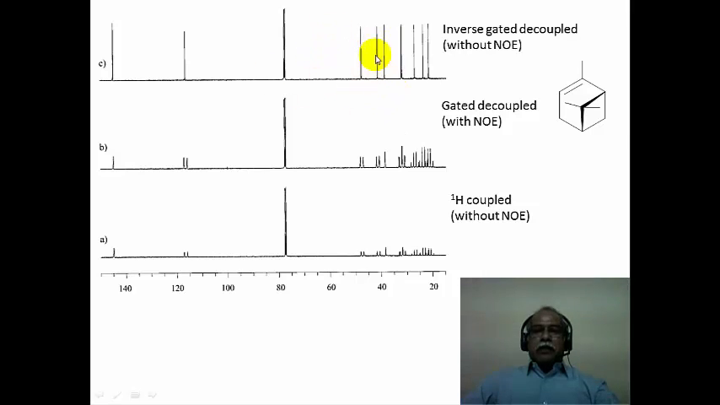The last trace, in other words the top trace, corresponds to the inverse gated decoupled spectrum. That is, without the NOE, you are observing the signal intensities without the coupling as well as without the NOE. Because it is without coupling, the signal intensities are much higher than the other two spectra. And because it is without the NOE, it doesn't matter whether you have a quaternary carbon or a CH2 carbon or a CH3 carbon. They all have equal intensity.